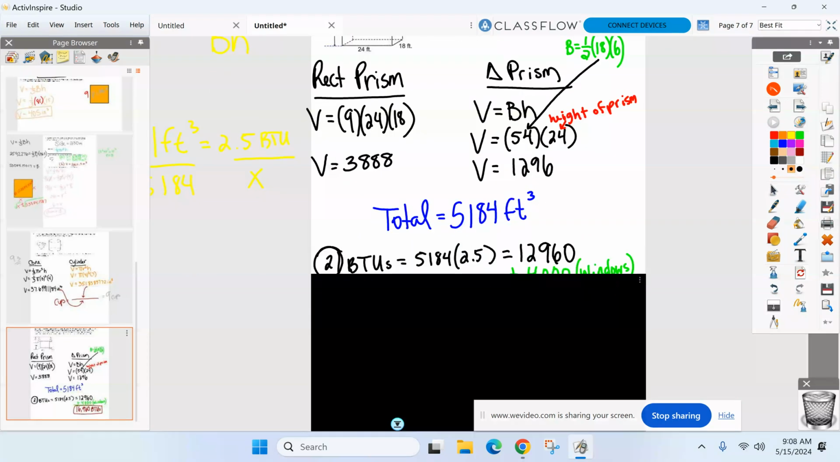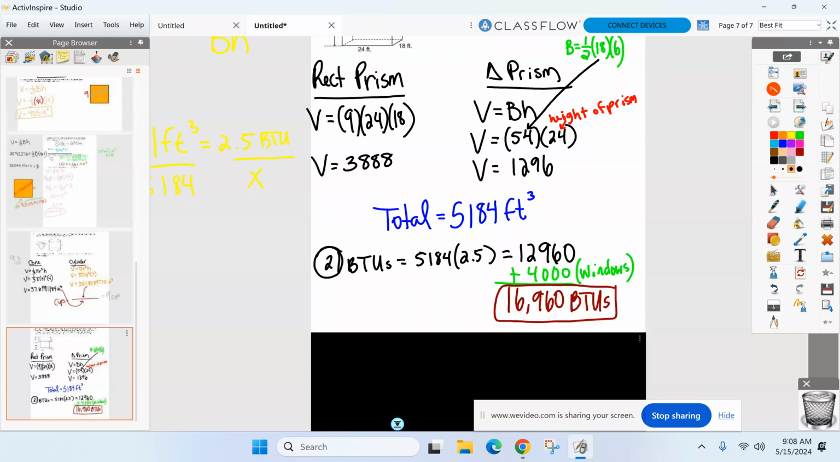When I multiply, I end up needing 12,960 BTUs for the house. But now we got to include the 4 windows, right? 4 windows, 1,000 BTUs apiece. That's why you see me adding in 4,000 extra to the 12,960 for a total of hopefully 16,960 BTUs. That's where we're going in this unit. That's where we are. That's where the test will be.